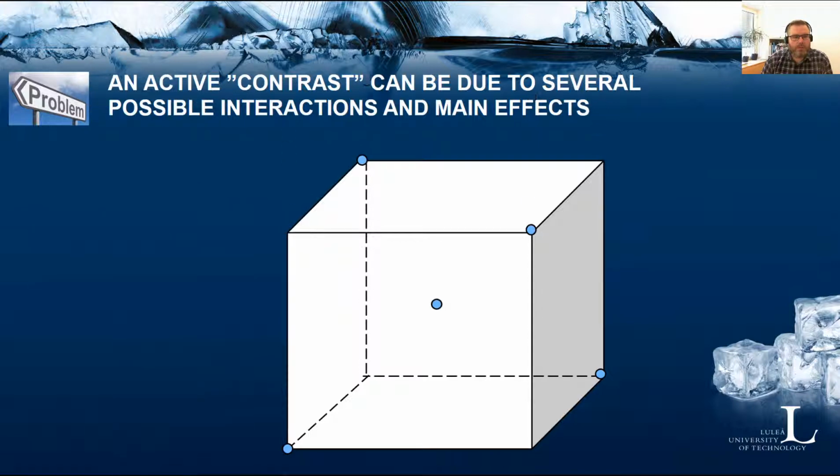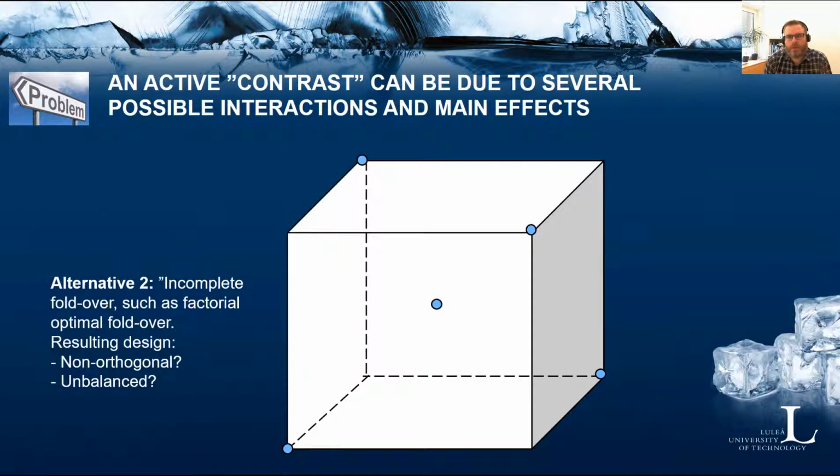Another alternative that you can use is to run some sort of incomplete fold over, such as, for example, an optimal fold over, adding maybe 1 or 2 extra points only. The resulting design, however, will be non-orthogonal and unbalanced most of the times. So you will end up with some tricky alias pattern for the remaining effects then, but still you will be able to differentiate between the competing interactions for this contrast.